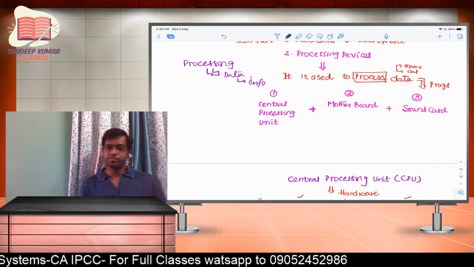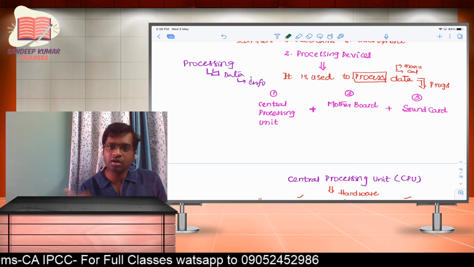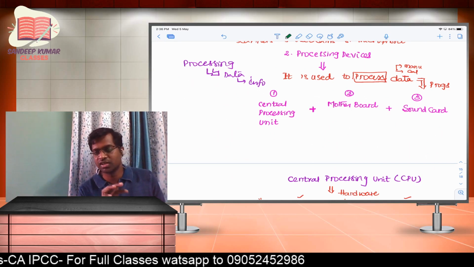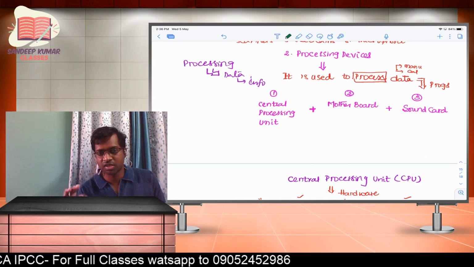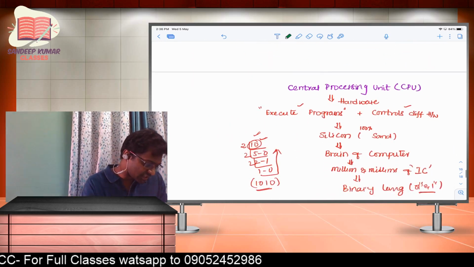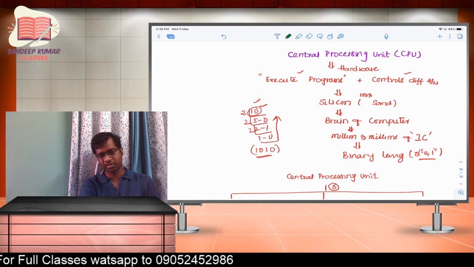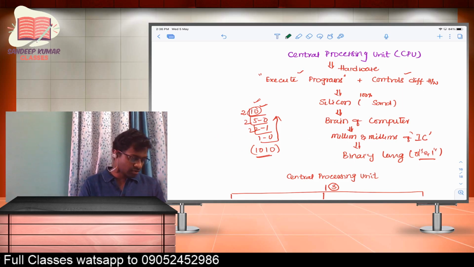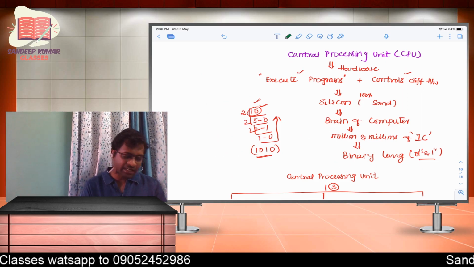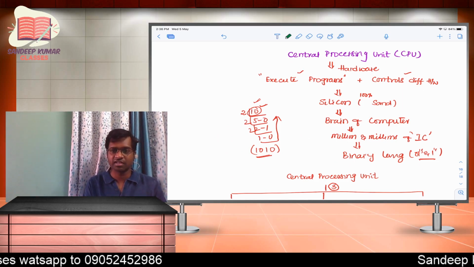The third one is sound cards. Sound cards are required for the purpose of recording or hearing sounds. So a processing device is a combination of central processing unit, motherboard, and sound card. We also studied the central processing unit, which is the first component of a processing device. Why do you require a central processing unit? It is required for executing programs and it also controls different hardware. It is manufactured using a material called silicon. It is also called the brain of a computer.